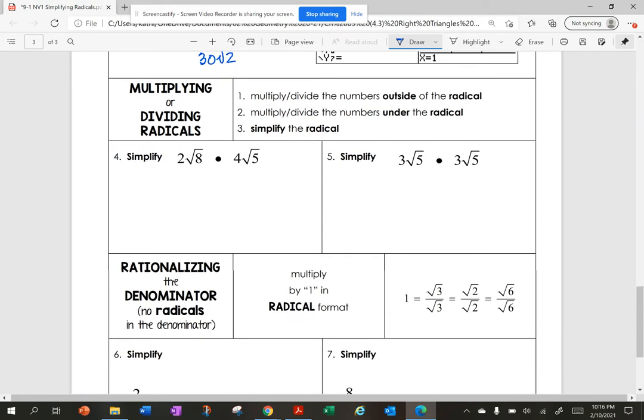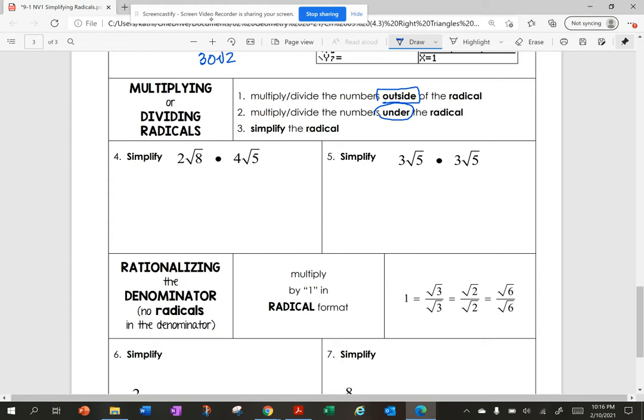Okay, multiplying or dividing with radicals. When I multiply or divide, I multiply or divide the outside numbers of the radicals, and I multiply or divide the numbers under the radicals. So these are kind of like the like terms.